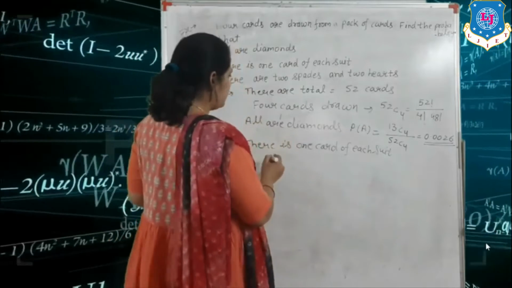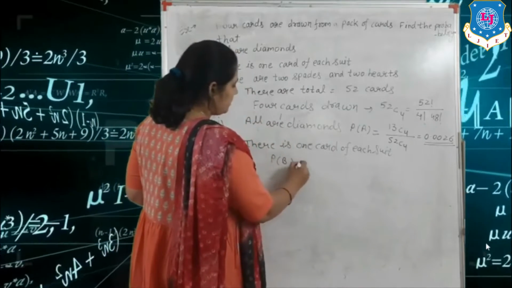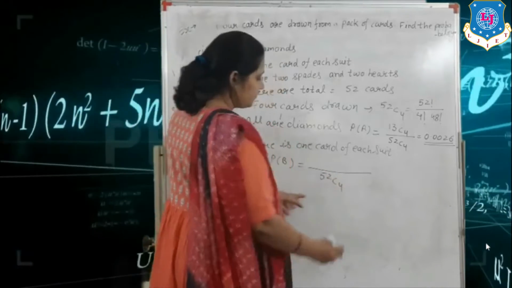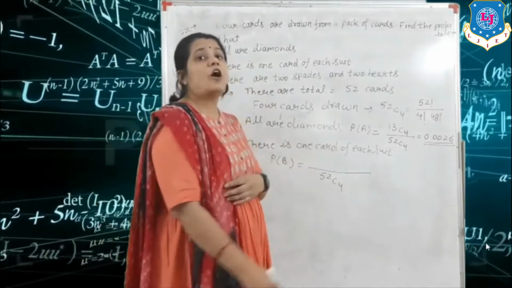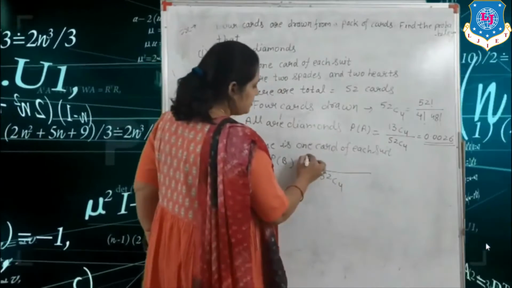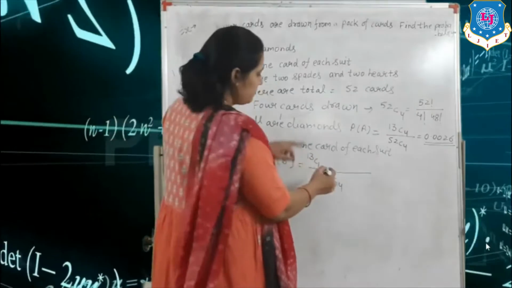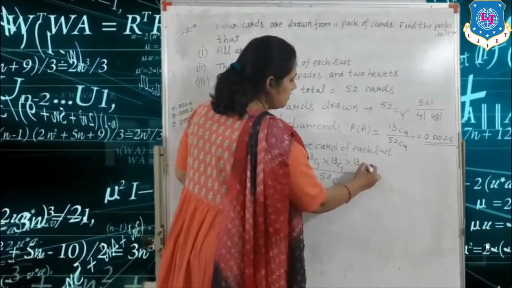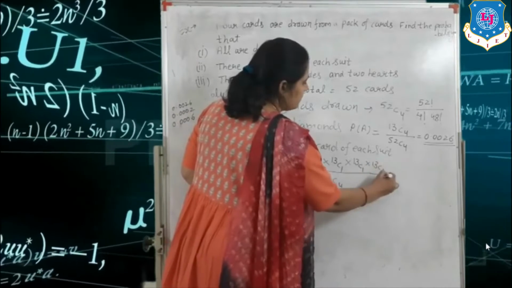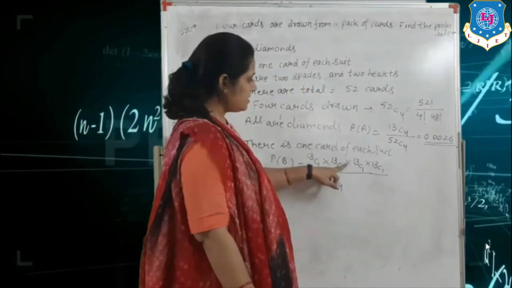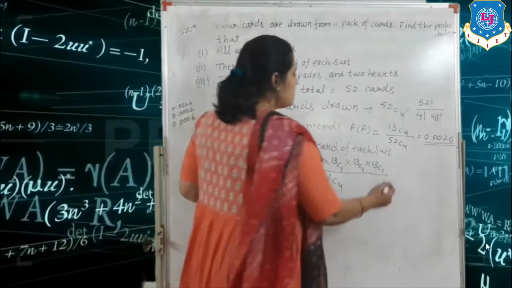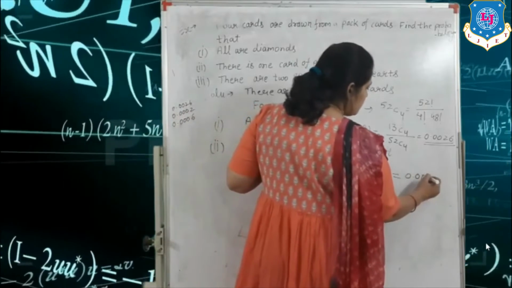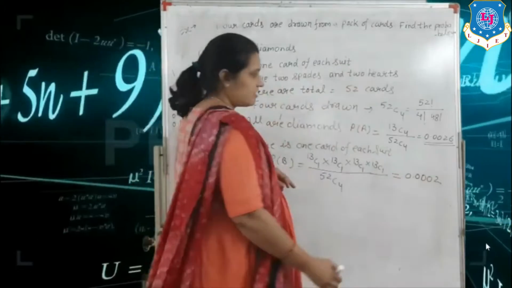So here we write the probability of B is equal to, in the denominator 52C4, because of the total possible outcomes or total exhaustive events. In the numerator we write 13C1 into 13C1 into 13C1 into 13C1. After solving this term, we find the value is 0.0002. And 13C1, that means what?